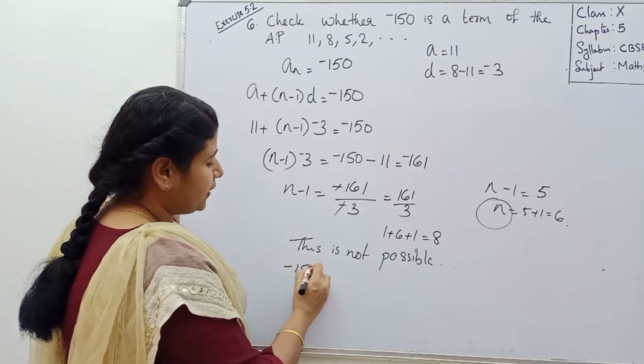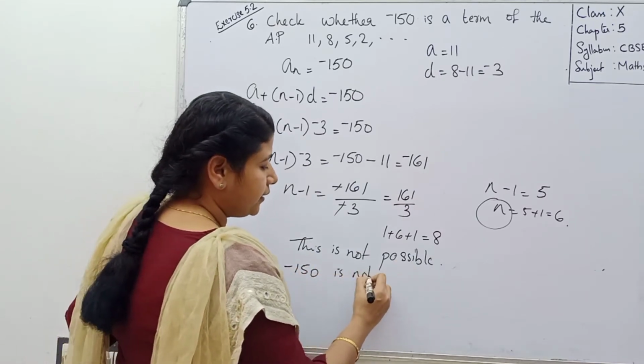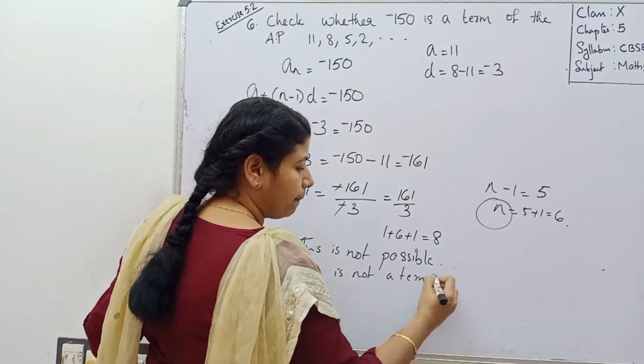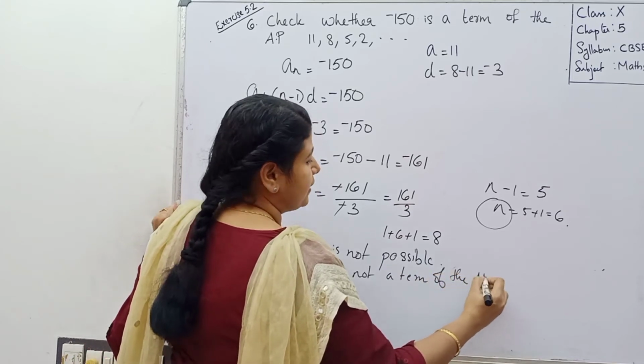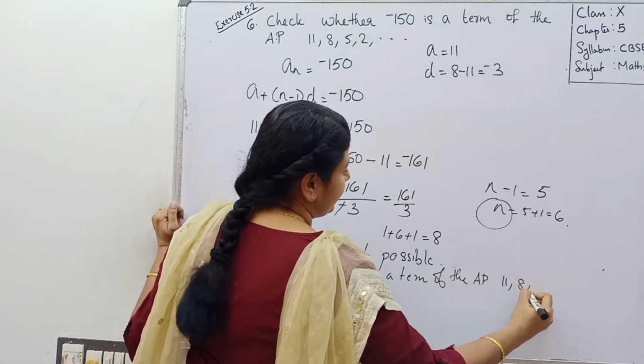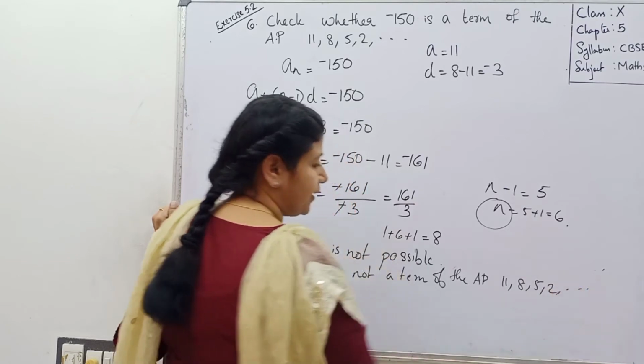This negative 150 is not a term of the AP. What is the AP? 11, 8, 5, 2, etc.